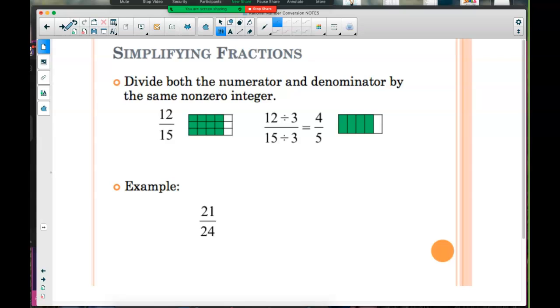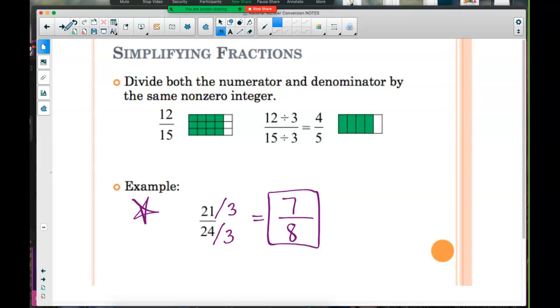So if I take a fraction like this example here, 21 over 24, what number can I divide both 21 and 24 by? What number can I divide both of those by? Go ahead, Kaden. 3. So I can divide the top by 3, and if I divide the top by 3, I also have to divide the bottom by 3. 21 divided by 3 is 7. 24 divided by 3 is 8. So the simplified version of that fraction is 7/8.